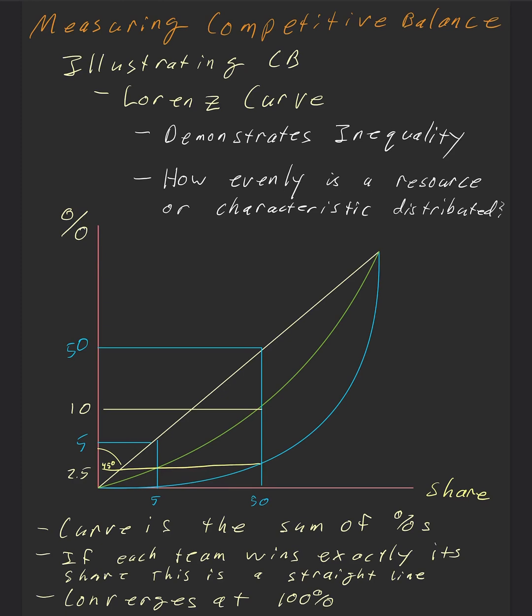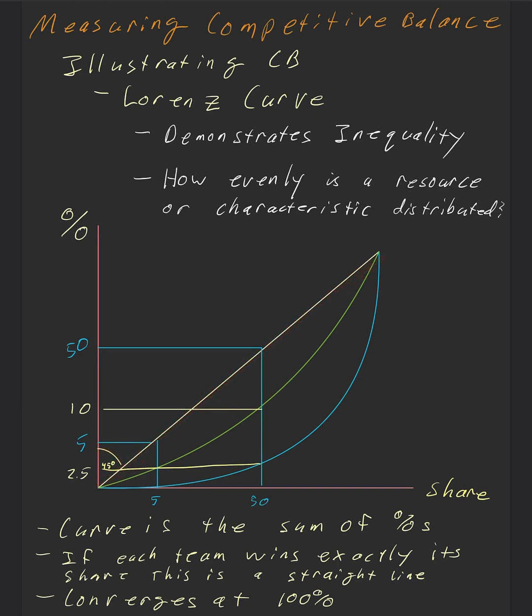Another way that we can measure competitive balance is through what we call a Lorenz curve, and this is really useful for sort of illustrating things. What does a Lorenz curve do? This is an idea from labor economics that demonstrates inequality. And the fundamental question that a Lorenz curve is trying to answer is, how evenly is a resource or characteristic distributed through a population? So what we have is a 45-degree angle and a line.